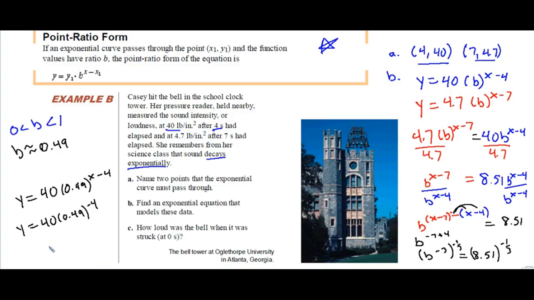So how loud was it? We can say about 695 pounds per inch squared. Alright, so there is your example B. And that's parts A, B, and C.